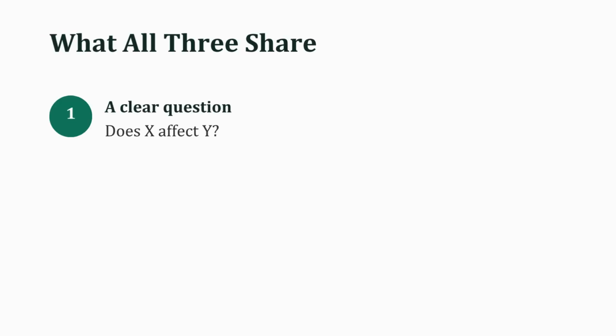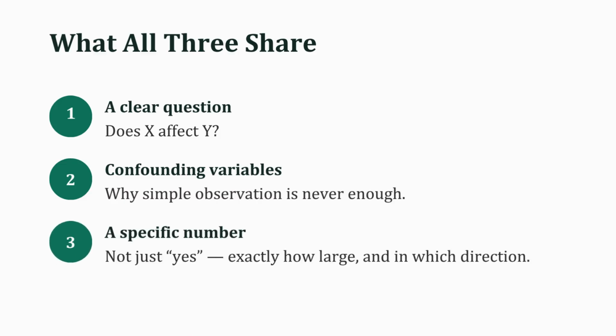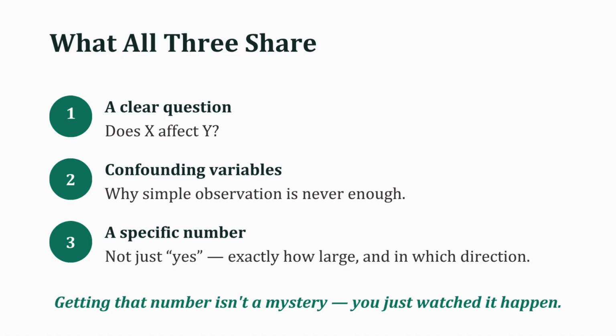What all three share: 1. A clear question. Does X affect Y? 2. Confounding variables. Simple observation is never enough. 3. A specific number, not just yes, exactly how large and in which direction. Getting that number is not a mystery. You just watched it happen.